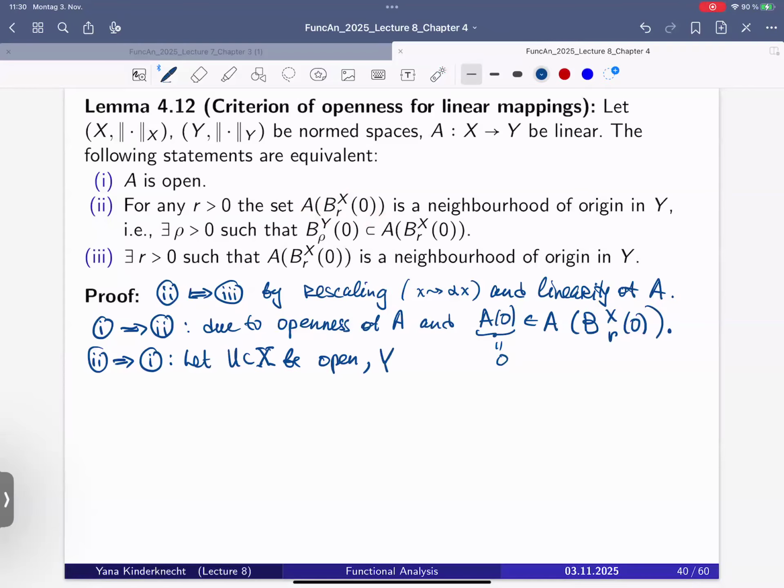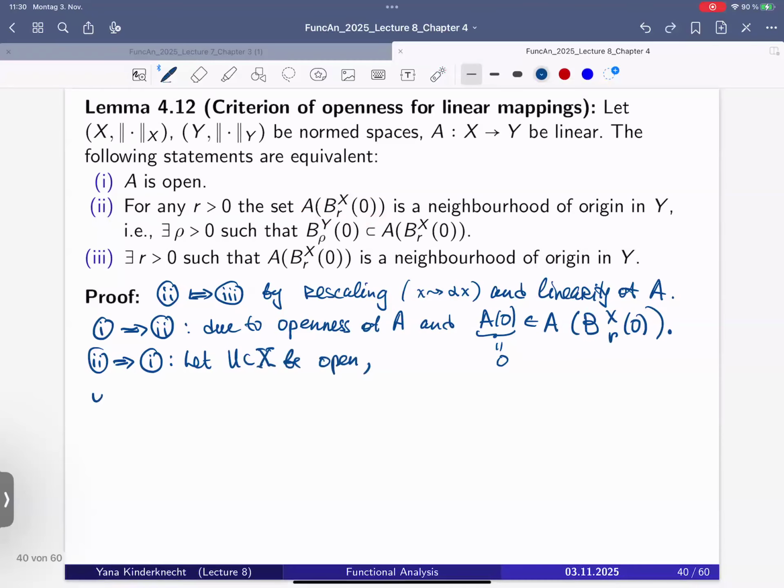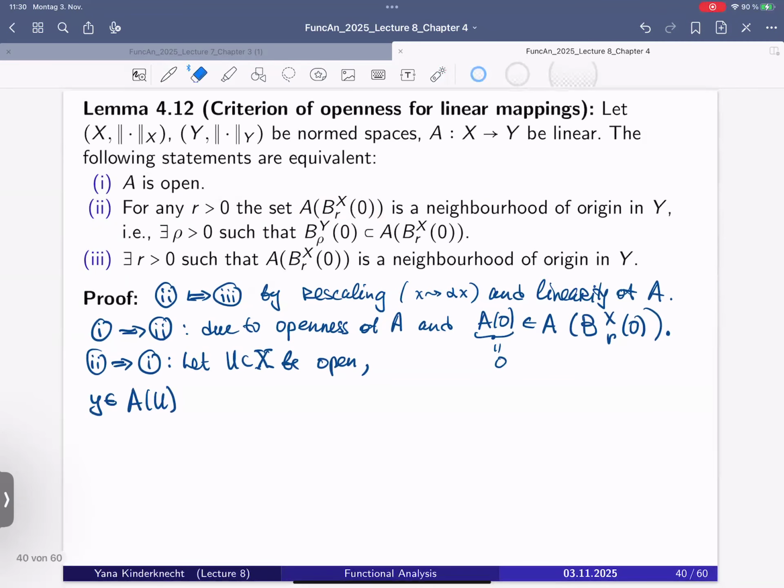Let me write down here. Let y be an element of A of U, and let x be an element of U such that A of x is this preliminarily chosen point y.